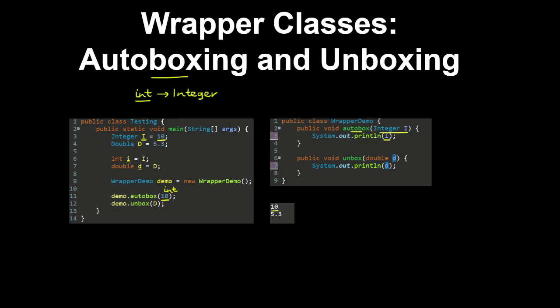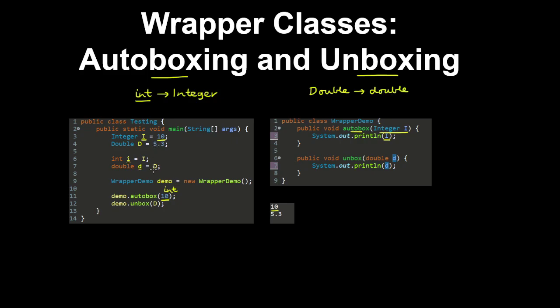Now unboxing, on the other hand, goes in reverse. So it's the automatic conversion that the Java compiler makes from the wrapper class, such as Double, to the primitive type, which is double in this case.